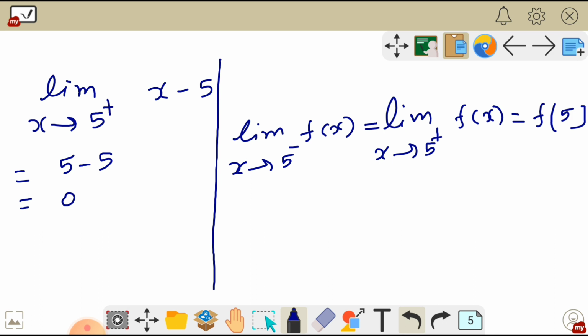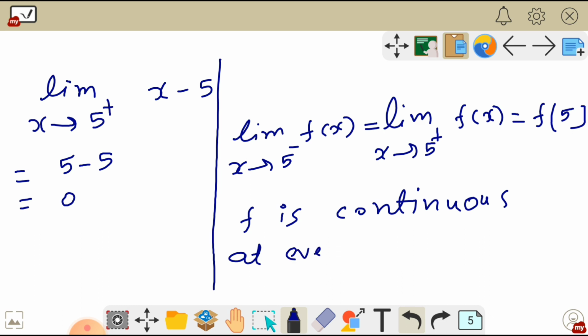So we can say that the function is continuous at x less than 5, the function is continuous at x greater than 5, and the function is continuous at x equal to 5. So f is continuous at every point.